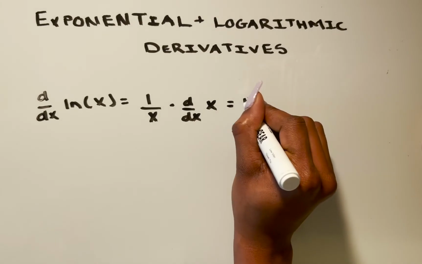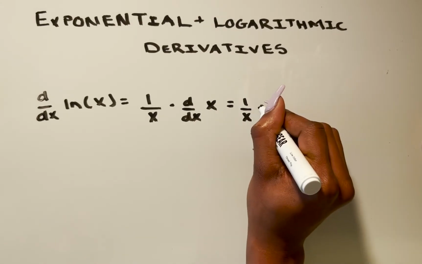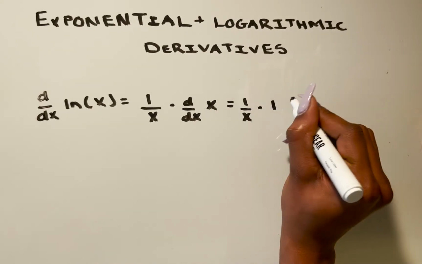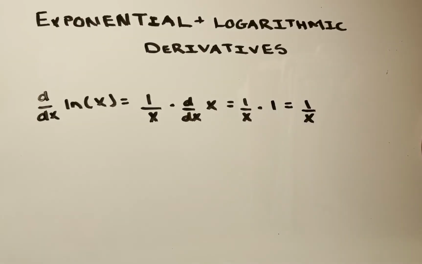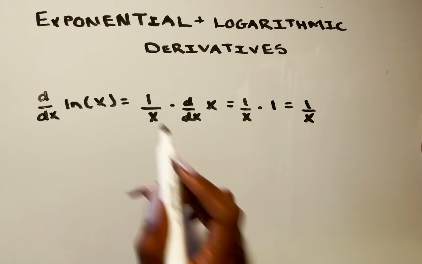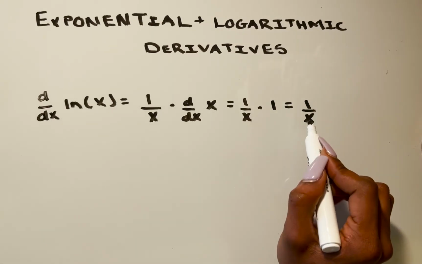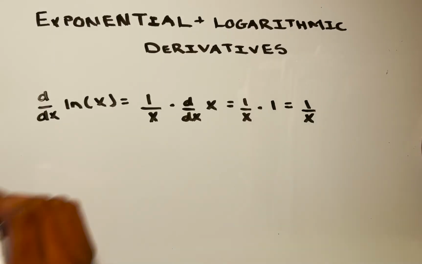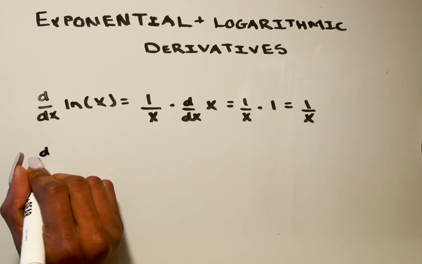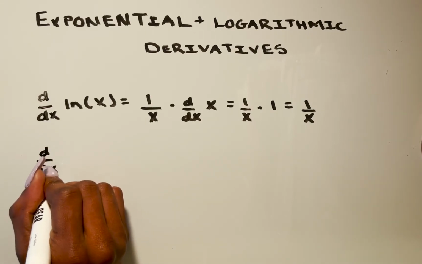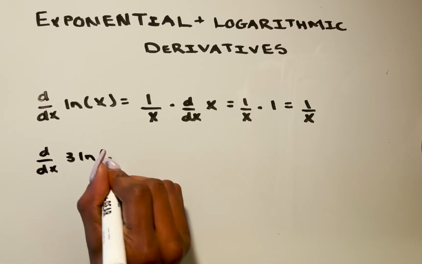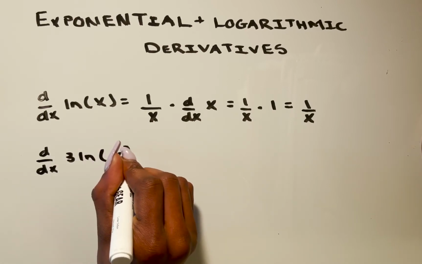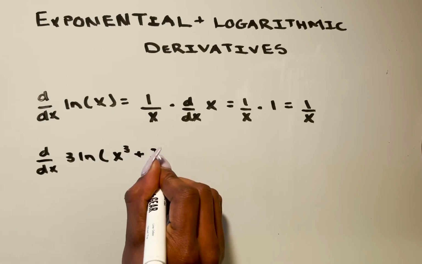This leaves us with 1 over x times the derivative of x, which gives us 1, and then we get a final answer of 1 over x. So we see that the derivative of ln of x gives us 1 over x. Now let's use this rule to solve another example. We'll find the derivative of 3 times ln of x cubed plus 2.